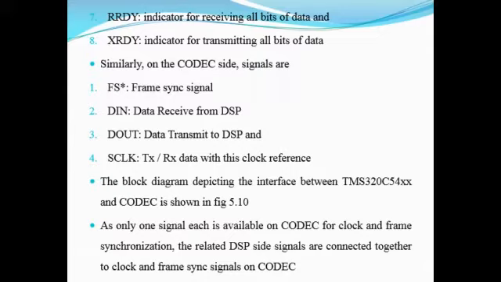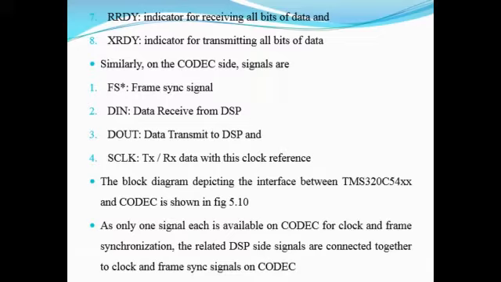And similarly, along with this, the signals are the frame sync signal, data received from the DSP and data transmitted to the DSP. So these are the two signals related to a DSP processor. We have D in, or data in, that is, we send the data from a DSP to a particular peripheral. So it is data received from the DSP.